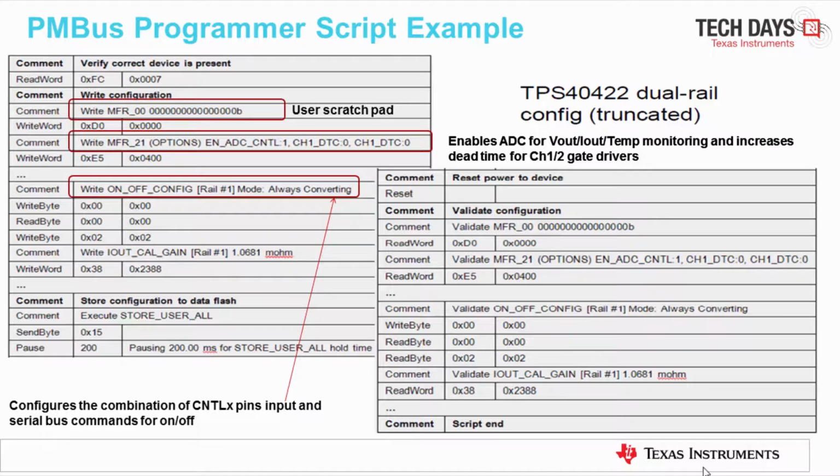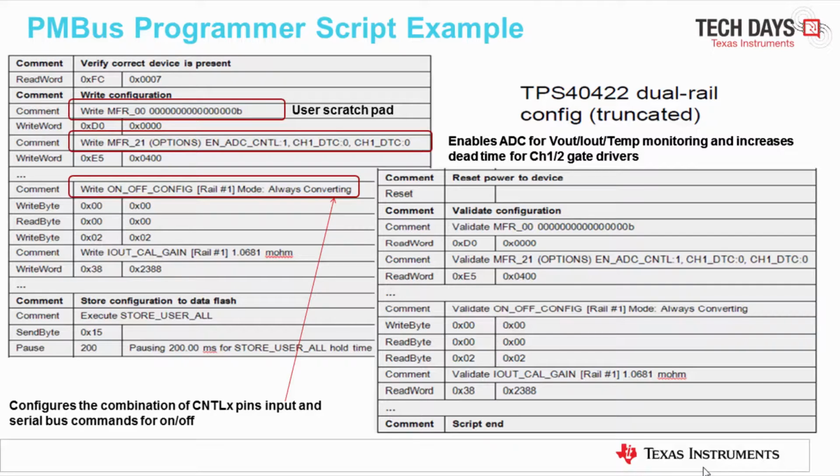In this case, we have selected always converting. In other words, when the power supply is present, the IC can start converting. Then we write the I-out cal gain value to calibrate out any gain errors from the output current monitoring that is offered by the IC. Finally, you store this configuration to the data flash by executing the store user all command.